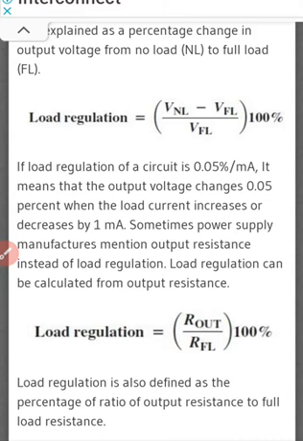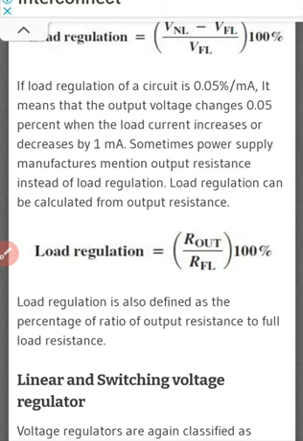Therefore, in that condition the load regulation can be calculated from the output resistance, that is, the output resistance divided by the full load resistance, times 100. It can also be calculated by the above method and the below method, whichever is more suitable you can apply there.